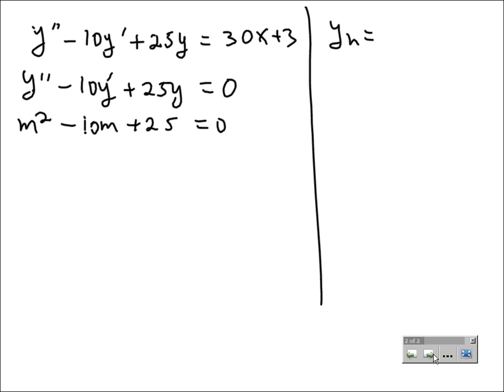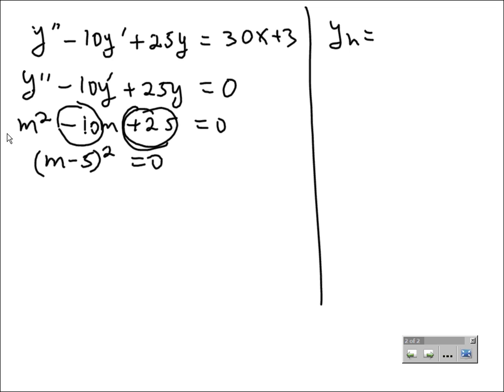You need to know how to factor. That's a perfect square. Since there's an understood 1 in front of the m squared, we can play the game: what two numbers multiply out to the constant and add up to the number in front of the m? The answer is negative 5 and negative 5. So it's m minus 5 squared.